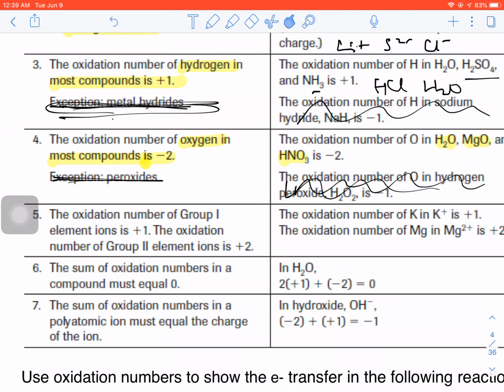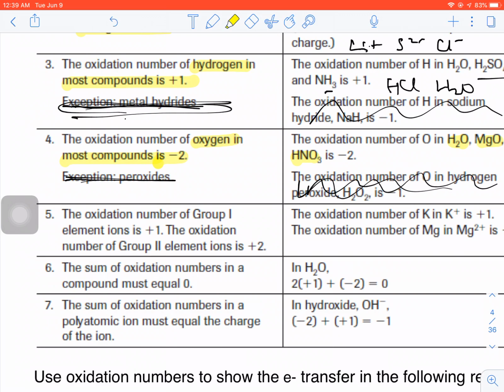If I move on to the group 1 elements, sodium, lithium, potassium, rubidium, cesium, and francium. Those elements are in the group 1 column of the periodic table because they usually form +1 ions. We know that already. And because they form ions, we know, according to Rule 2, that ions always have an oxidation number the same as their ionic charge. So potassium will always be potassium 1+. Magnesium, which is a group 2 element, is usually +2.